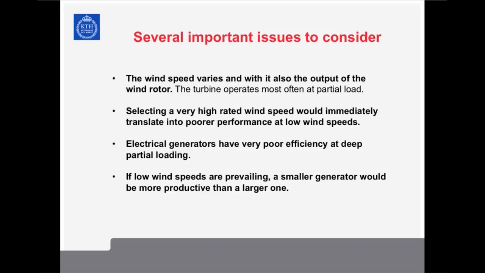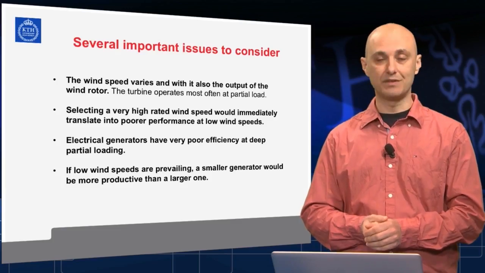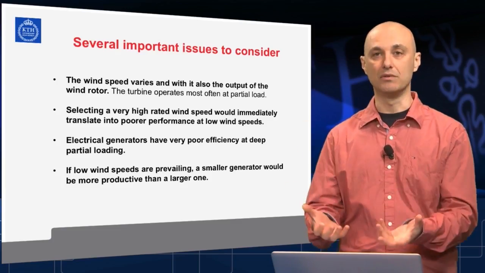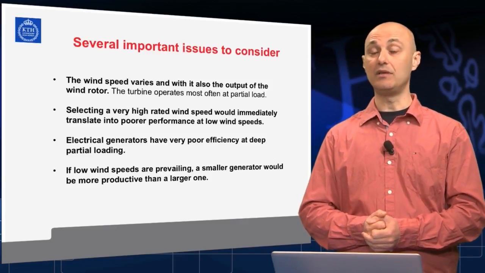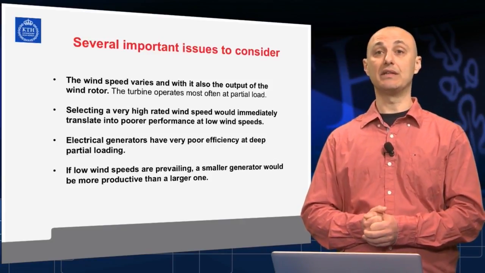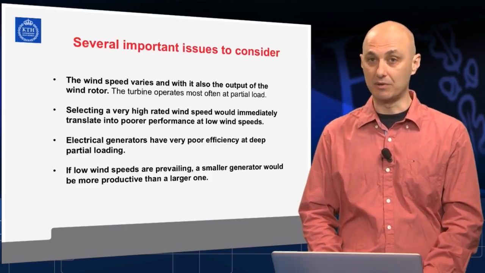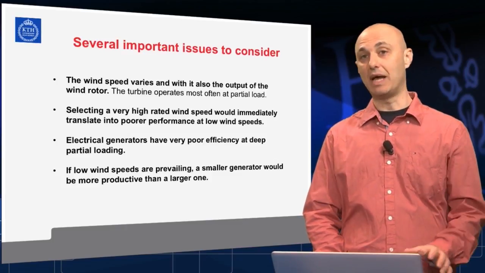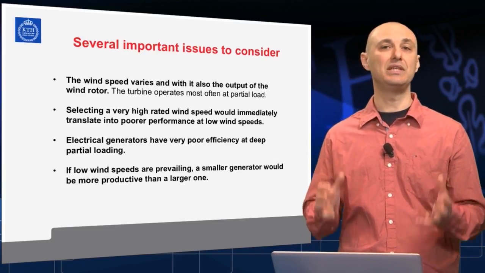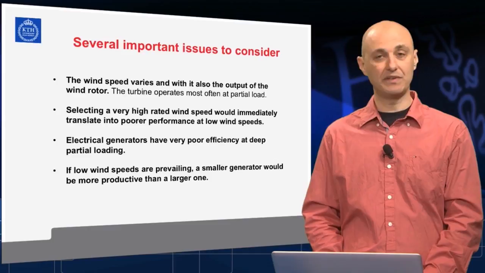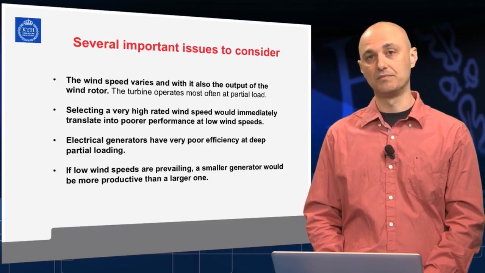Having a big generator, definitely with a small wind rotor, would mean that you would hardly reach the rated capacity. You would need very strong winds to be able to load the generator properly. At the same time, if you are running a big generator with only a small power output, this is very bad because, well, it can work, but electrical generators and electrical machines in general are not very efficient at deep part load.